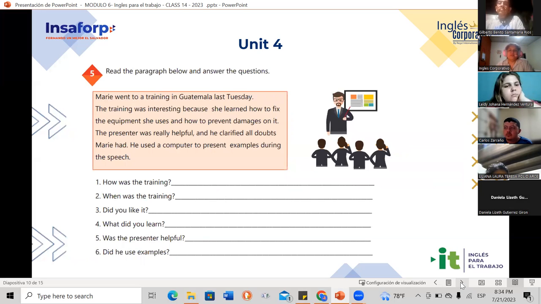Okay, here we have information. We have a short paragraph. It has information in past tense. It says, Mary went to training in Guatemala last Tuesday. The training was interesting because she learned how to fix the equipment she uses and how to prevent damages on it. The presenter was really helpful and he clarified all doubts Mary had. He used a computer to present examples during the speech.